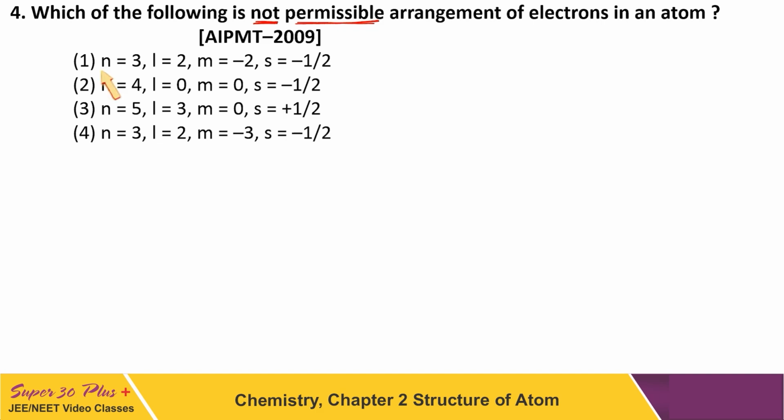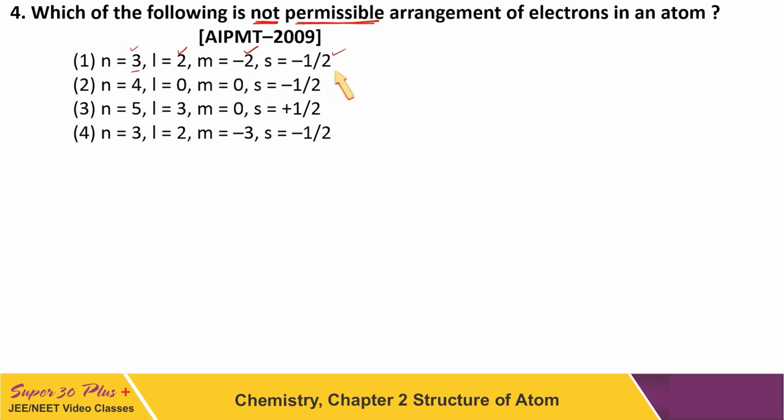So in this, when n is equal to 3, the first set, now we will discuss the first set. If the value of principal quantum number is 3, azimuthal quantum number will be less than 3. We know that the value of azimuthal quantum number varies from 0 to n minus 1. So if principal is 3, azimuthal will be 0, 1 or 2, which is 2. So this is correct. If azimuthal is 2, magnetic could be from minus 2 to plus 2, which is in the range. So this is also correct. And the value of spin quantum number is independent, which is plus half or minus half.